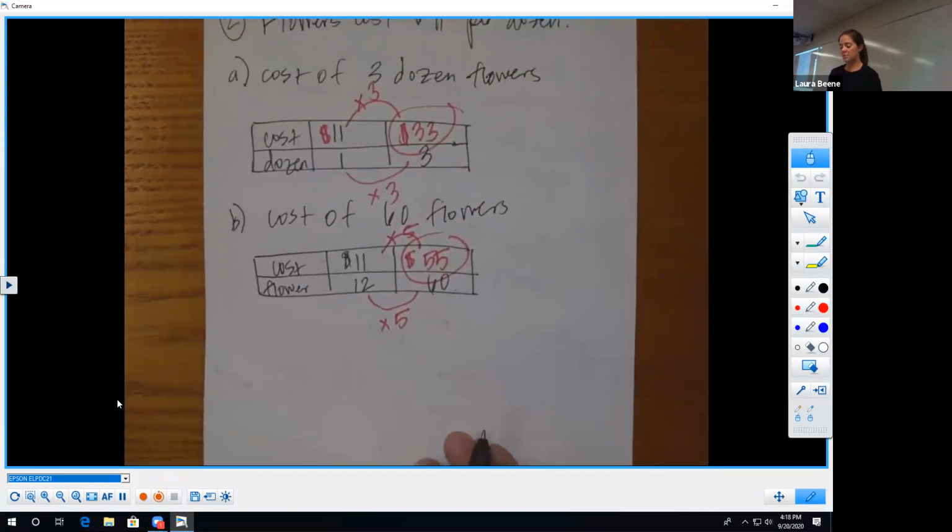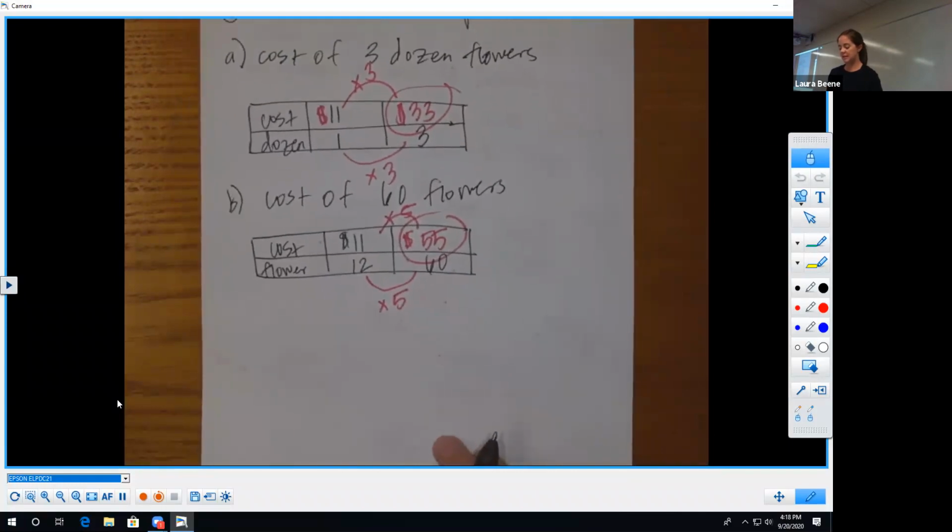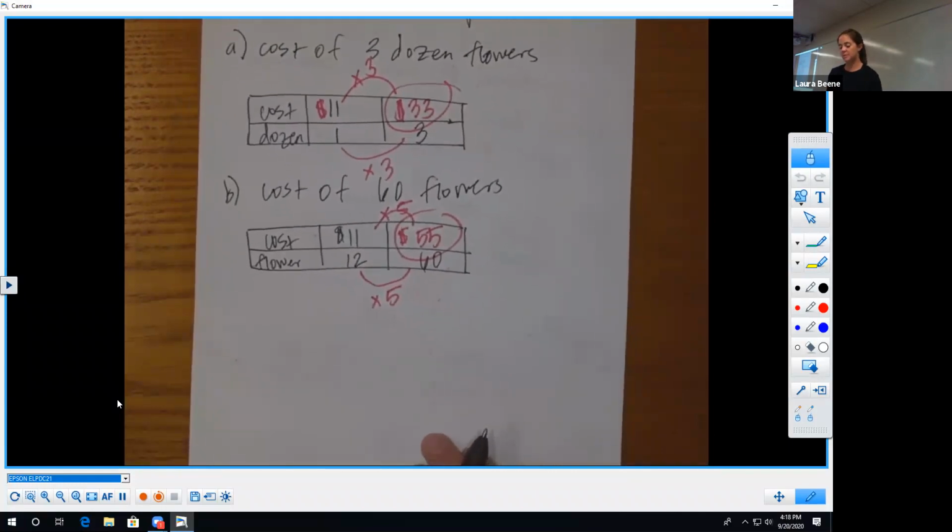Let's do one more problem, and then we're going to talk about some mistakes, and we're also going to talk about some unit rates.